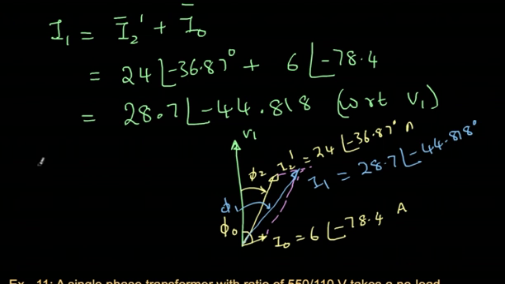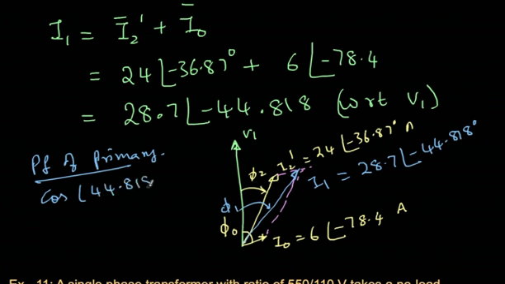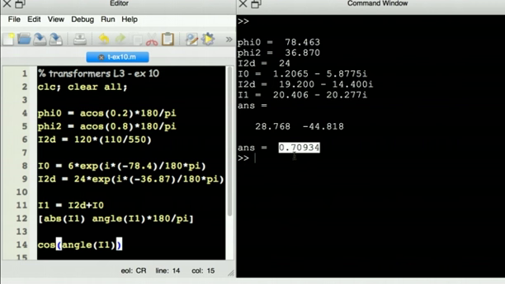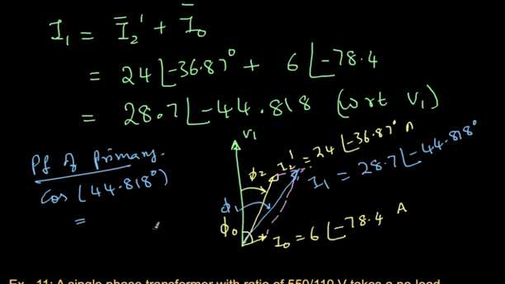So what is the power factor of the primary? The power factor of the primary is cos of 44.818 degrees. So let's see what it is. Here also I'll just write it: cos of angle of I1. Here I will not convert it into degrees, let me keep it in radians. So you're getting 0.709, which is approximately 0.71 lag.